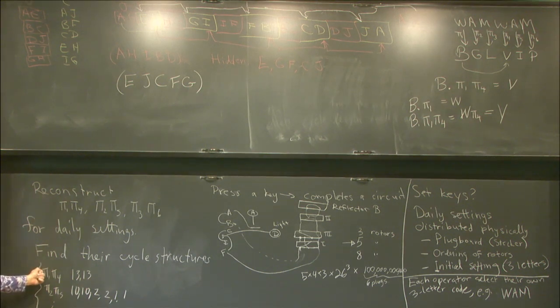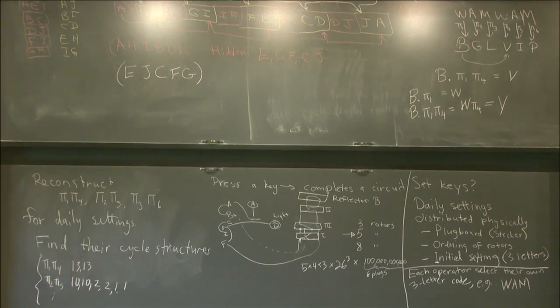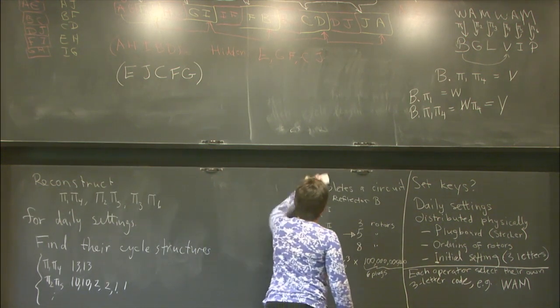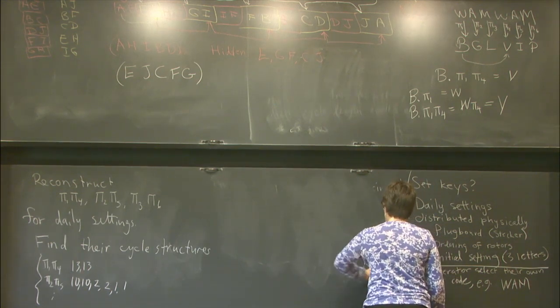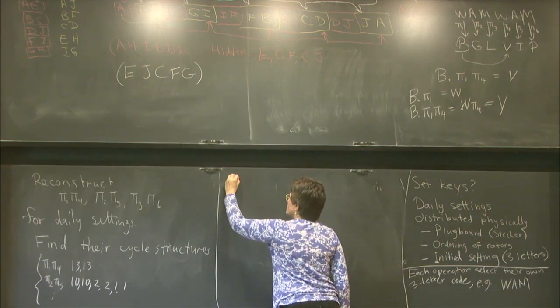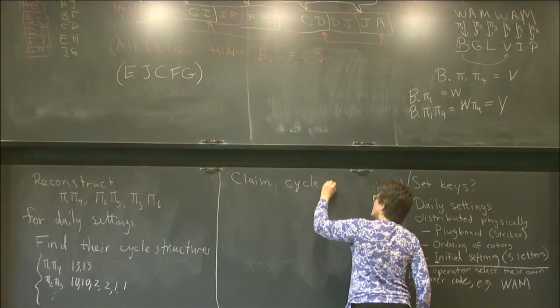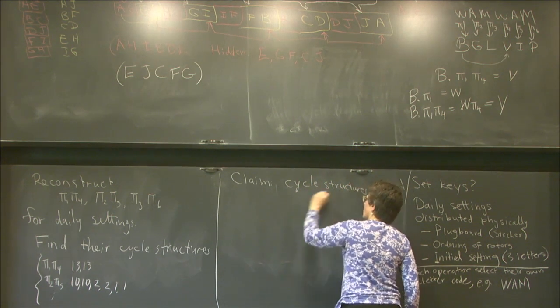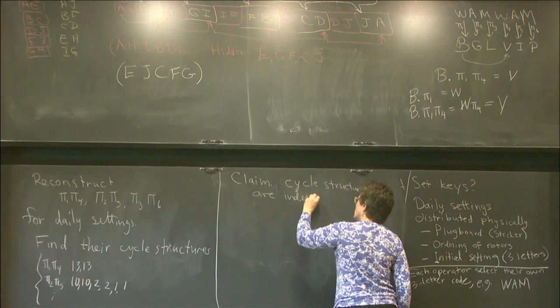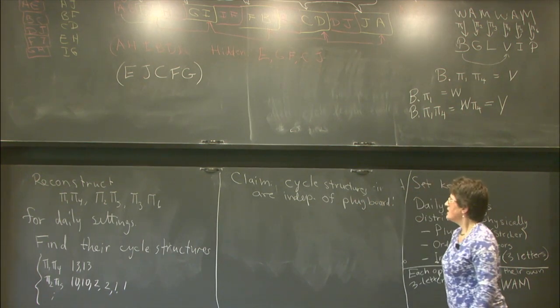What it turns out is that these cycle structures are independent of the plug board. And that's a big deal because the plug board was what gives you the combinatorial explosion in the number of possible keys. So, claim: the cycle structures are independent of the plug board. Okay, and let's just prove that.